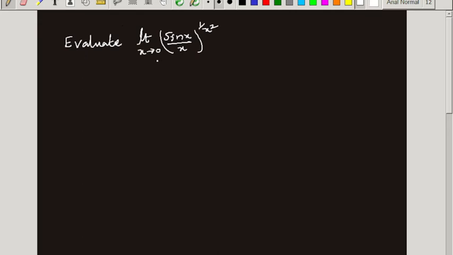Evaluate limit x tends to 0 (sin x by x) whole power 1 by x square. So here if we apply limit x tends to 0, limit sin x by x is nothing but 1, and the power we are getting is 1 by 0, which is nothing but 1 by infinity. So if we want to solve this, first we consider this as k equal to limit x tends to 0 (sin x dividing by x) whole power 1 by x square.